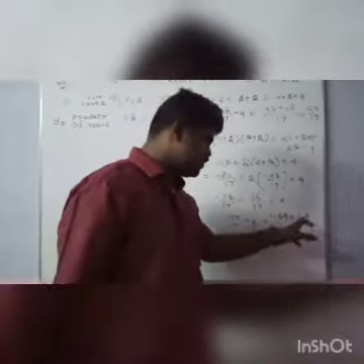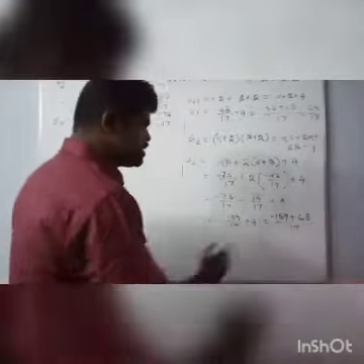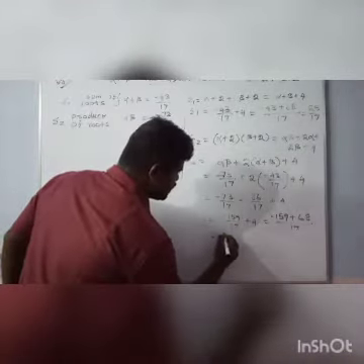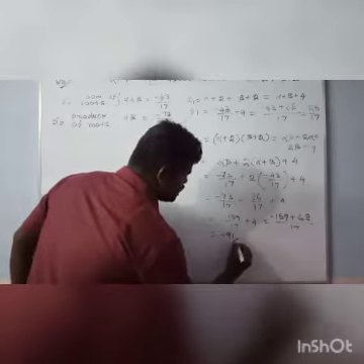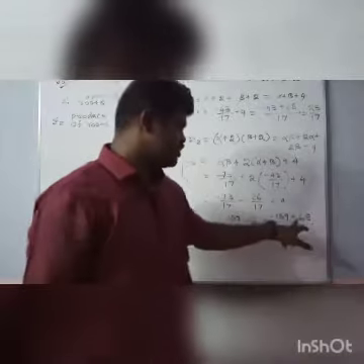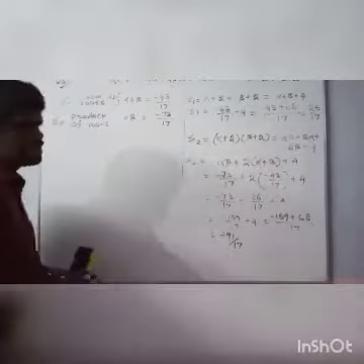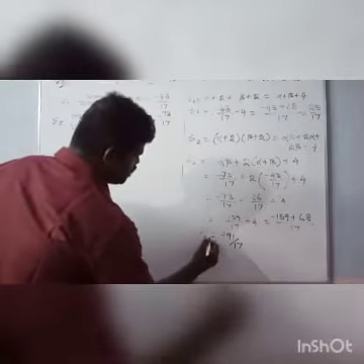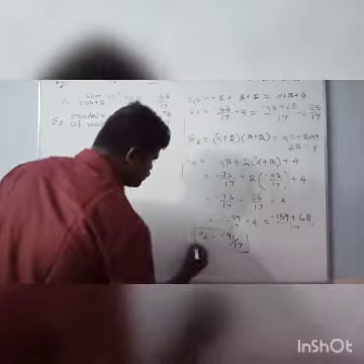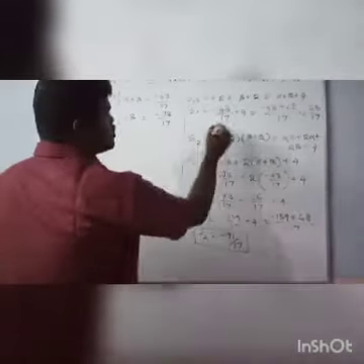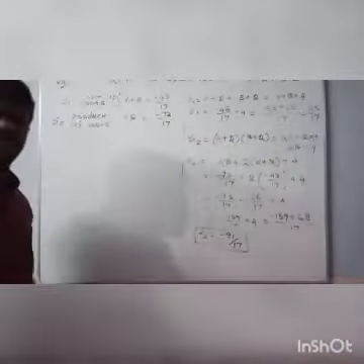Now we have to subtract this one. Minus 91 is the correct answer. Minus 91 by 17. Subtract these two. Minus 91 divided by 17. This is the summation 2 value. This is also the summation 1 value, 25 by 17.